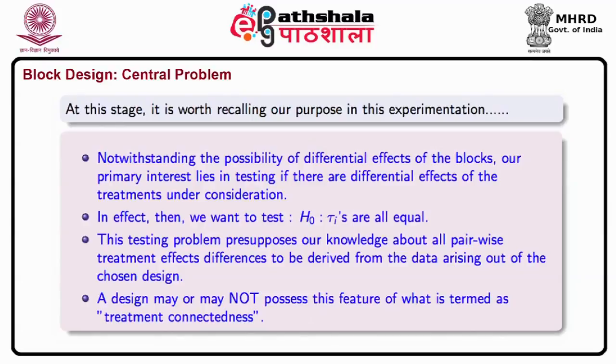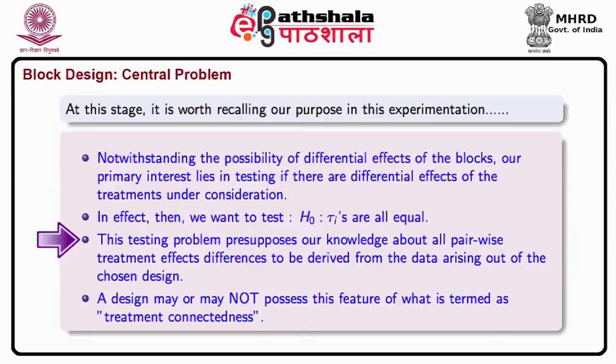At this stage, it is worth recalling our purpose in this experimentation. Notwithstanding the possibility of differential effects of the blocks, our primary interest lies in testing if there are differential effects of the treatments under consideration. That is our primary target. In effect, therefore, we want to test the null hypothesis tau i's are all equal.